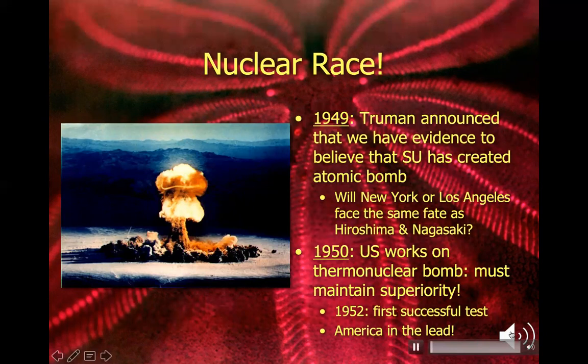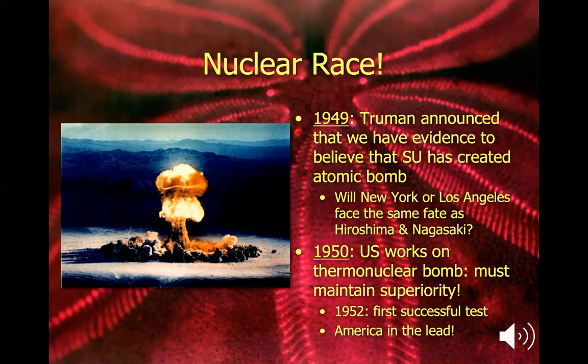I mentioned earlier in this lecture the tone of fear, right? The idea that the United States had used atomic weapons. And we, of course, know that we are not going to be the only ones with that type of technology, that the Soviets were going to have it as well. As we can see by looking at this slide, in 1949, Truman, who was president at the time, actually makes an announcement that the United States has seen enough evidence that they believe that the Soviet Union has created an atomic bomb. So the question then is, well, where are they going to use it and when?